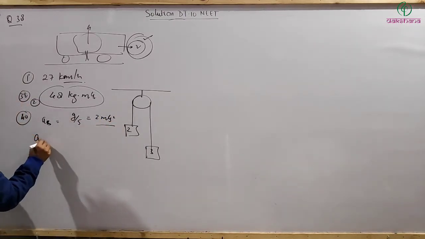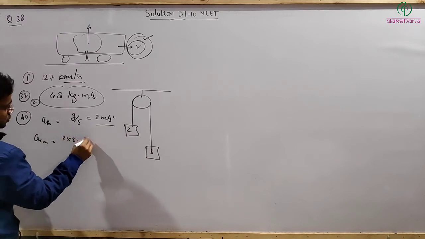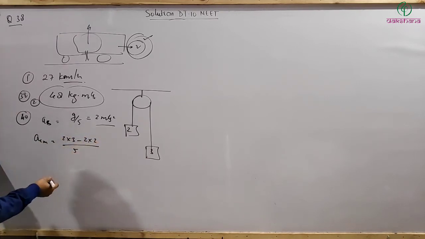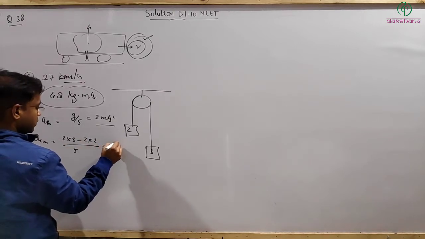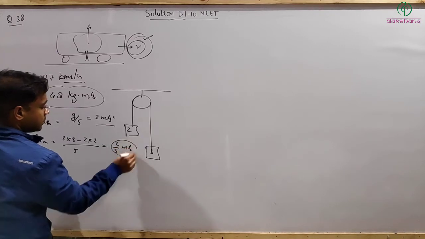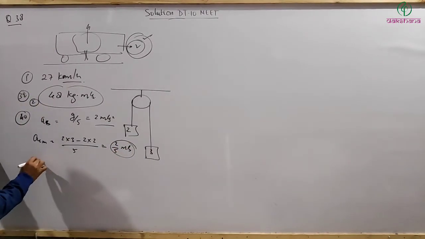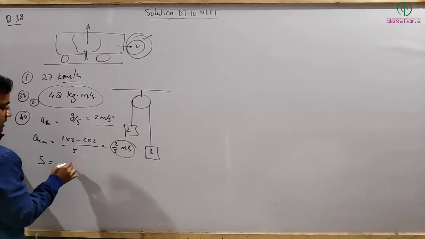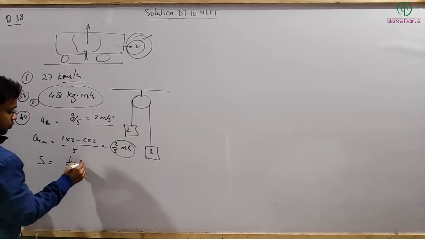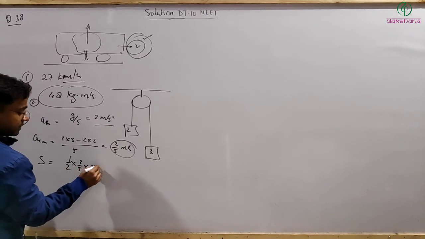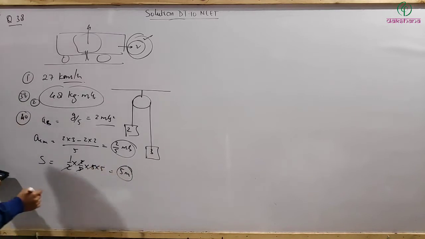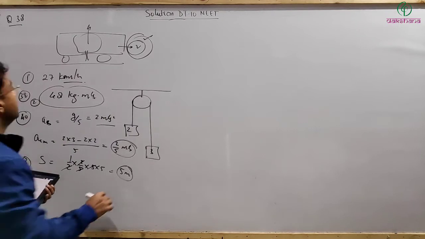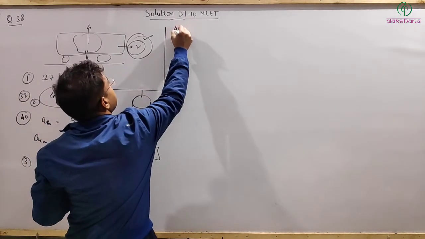Acceleration of center of mass will be equal to 2 multiplied by 3 minus 2 multiplied by 2 divided by 5, and that will be equal to how much? 6 minus 4, that will be like 2 by 5 meter per second square, right? Then displacement of center of mass after 5 seconds will be 1 by 2 into acceleration 2 by 5 multiplied by 5 multiplied by 5. 5 gets cancelled. This is 5 meter will be the answer, and that is matching with option number 3. That's correct. Next question number 41.